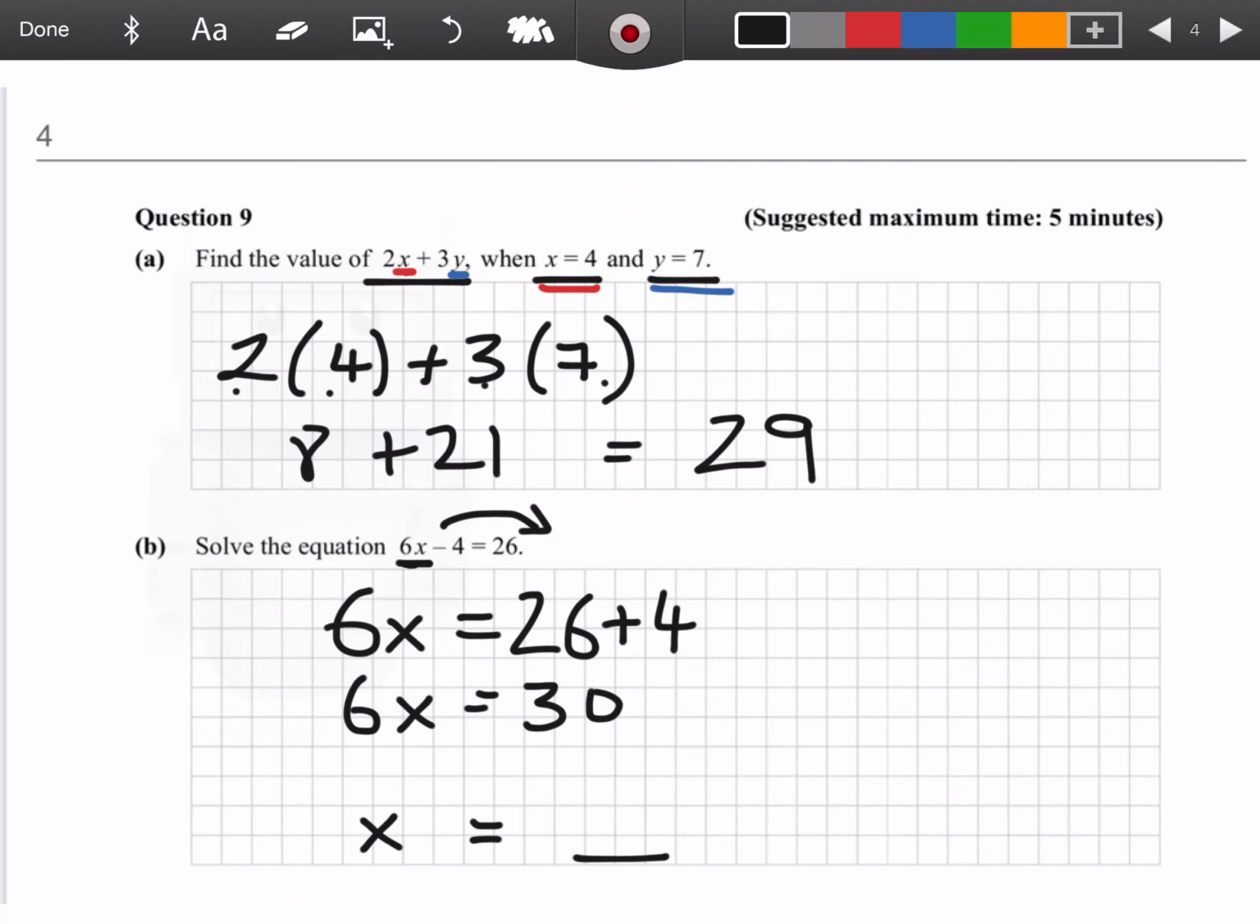And then to finish that off, I'm going to bring that 6 over here. Remember, the 6 is multiplying by the x. So when I bring it over, it becomes a divide. So x is equal to 30 over 6. And 30 over 6 is 5. So 30 divided by 6 is 5. So I can say that x is equal to 5.